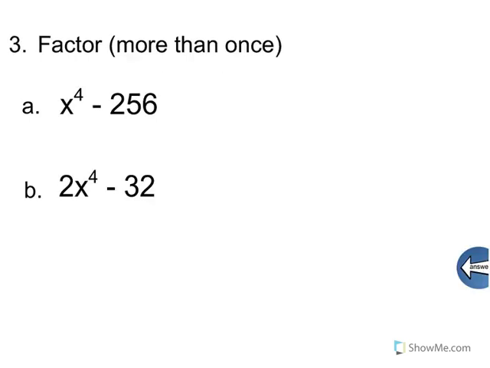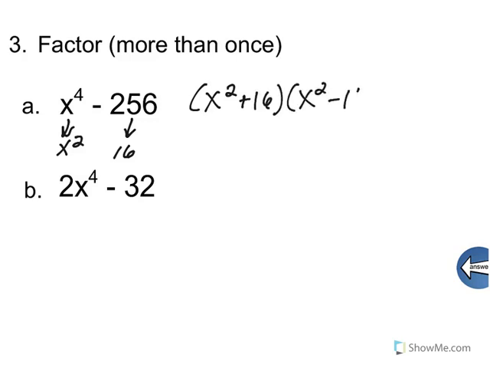Now, remember that you may have to factor more than once. So if I take the square root of x to the fourth, that's x squared. If I take the square root of 256, that would be 16. And so I have x squared plus 16, x squared minus 16. Now, x squared plus 16, that's a sum of squares. So remember, that can't be factored, so I'm going to bring that part down.